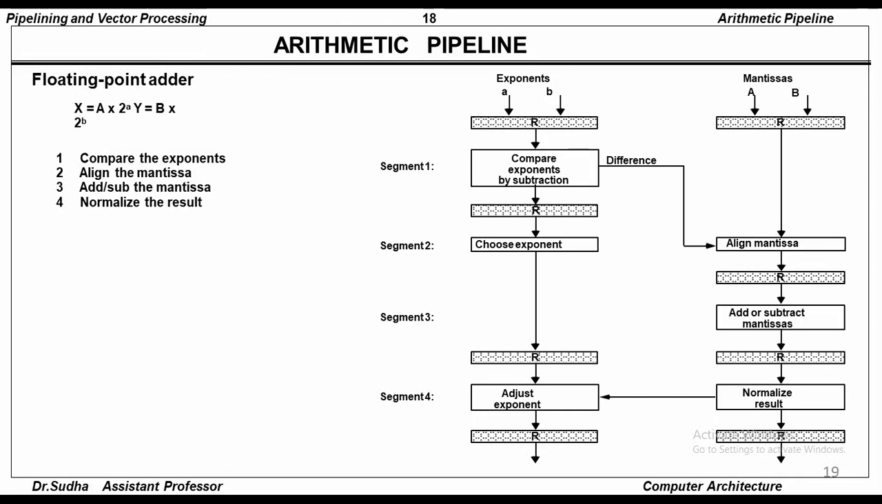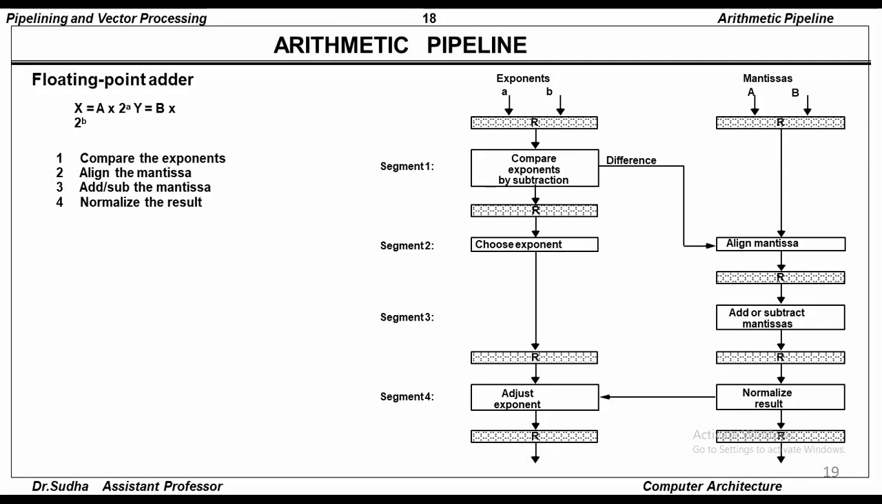Then arithmetic pipeline. Arithmetic pipeline units are usually found in very high speed computers. They are used to implement floating point operations. We will now discuss the pipeline unit for floating point addition and subtraction. The inputs to the floating point adder pipeline are two normalized floating point numbers, x and y. X equals A times 2^a, y equals B times 2^b. Capital A and B, as shown in the diagram, are the mantissas, and small a and b are the exponents.